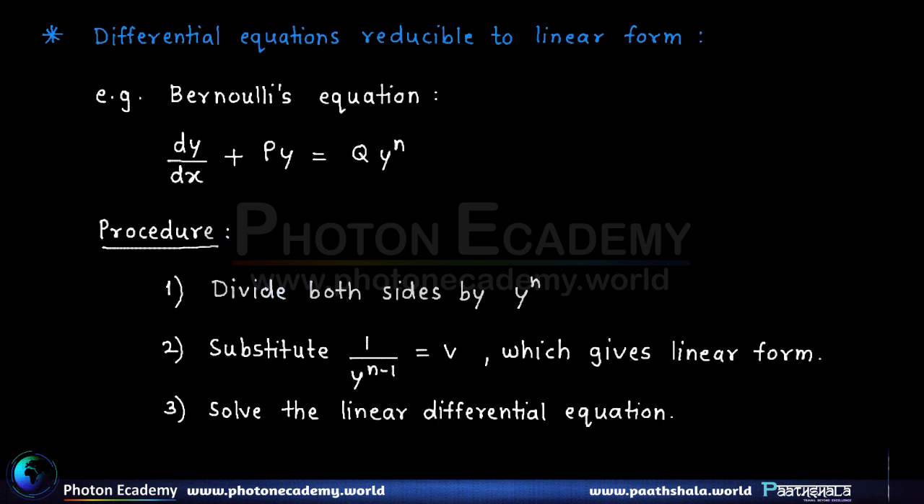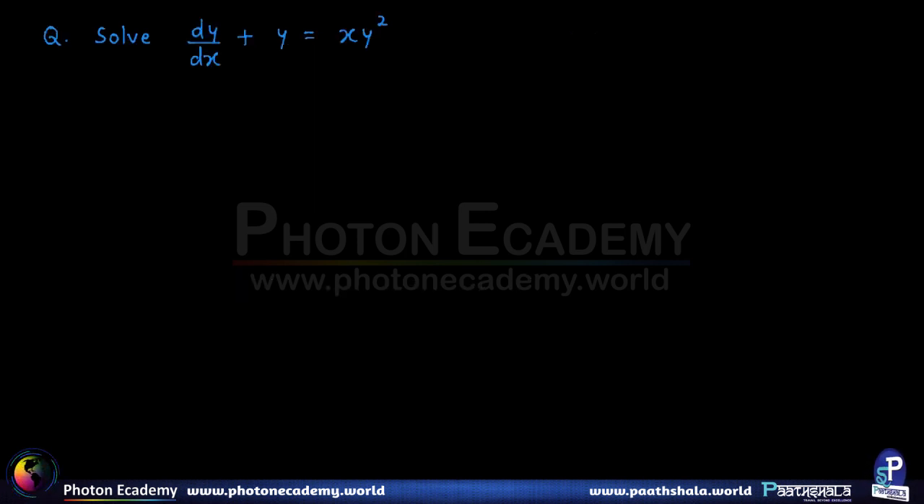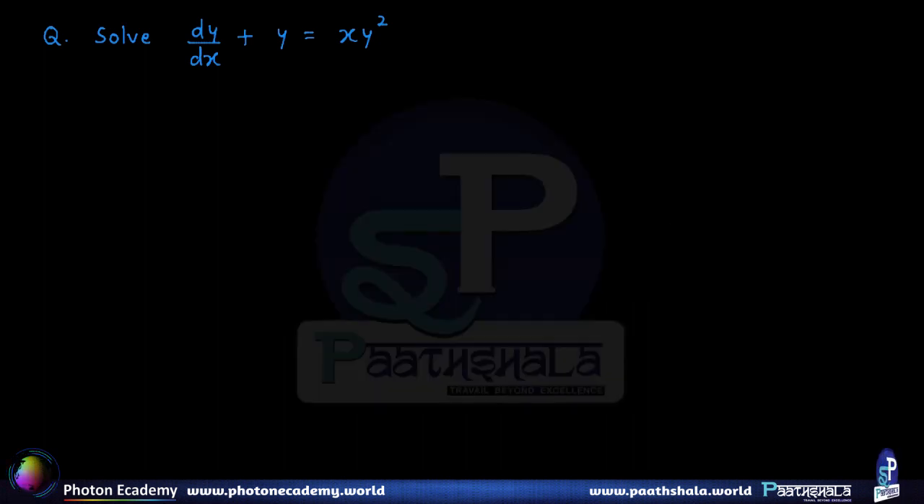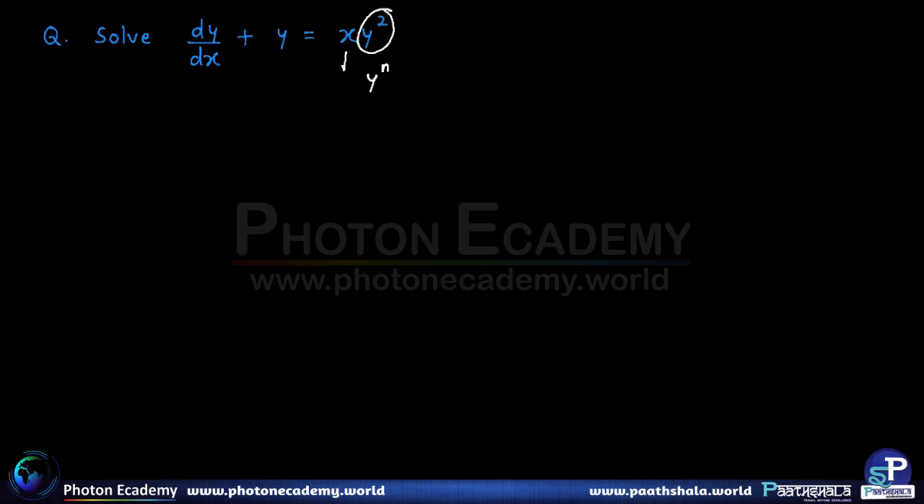Right? Now let's solve one question of this type. Here we are given dy by dx plus y equal to x into y square. Here we see that y square is analogous to y raised to n, and x is the function of x, which is the q. So as per the procedure we saw, we have to divide both sides by y square.